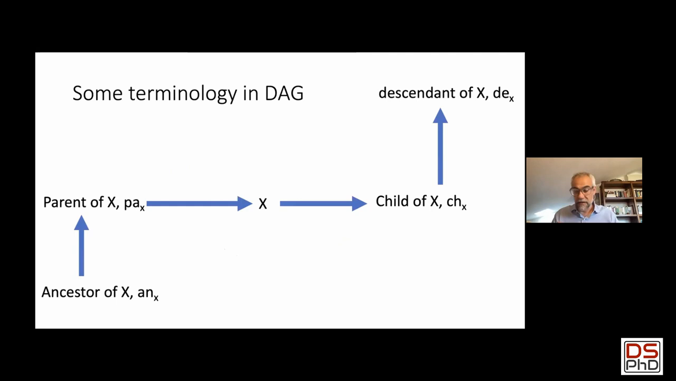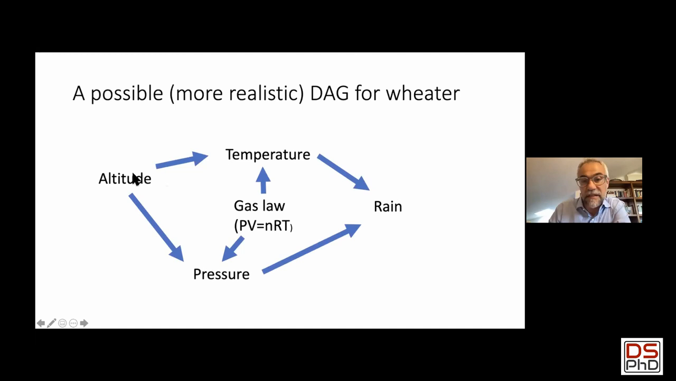If you remember the terminology of DAG, you will see that in the preceding graph, there are variables that have got no parents, like altitude. I can't determine altitude by varying a parameter, on this time scale, of course. And others that have got parents and that have got descendants, like temperature and pressure, and others that have got only parents, like rain. So how can I deal with this?